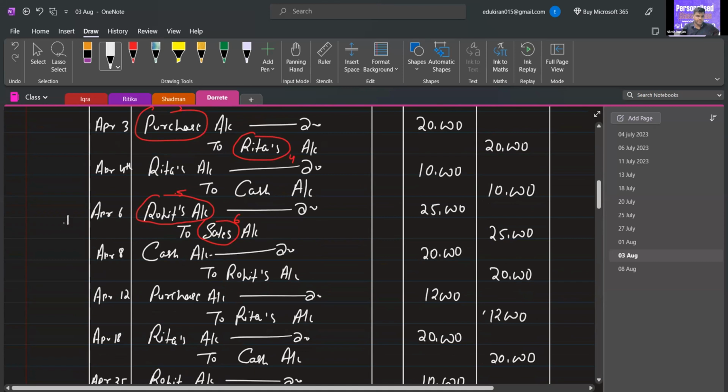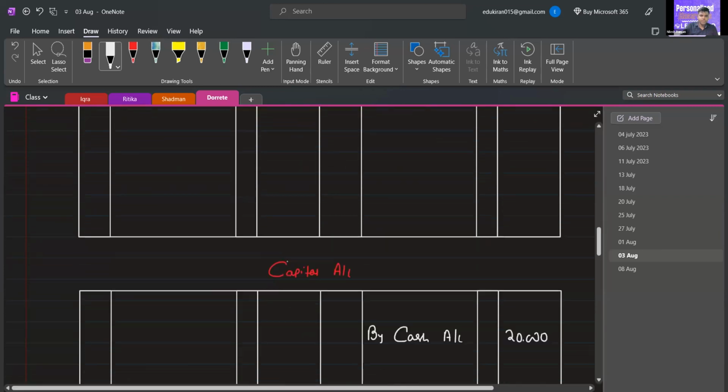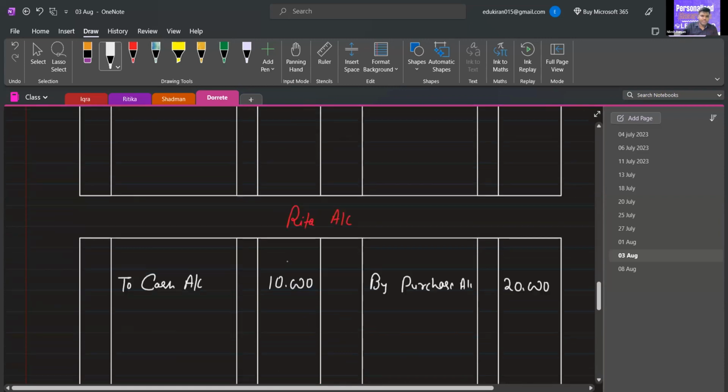about this entry. Rohit account to sales account? Yes. Okay, sir. In Rohit account, it will be on the debit side, and on sales account, it will be on the credit side, sir. Okay. Rohit account to sales, and on sales account by Rohit. Very good. So in Rohit account, it will be on the debit side to sales.